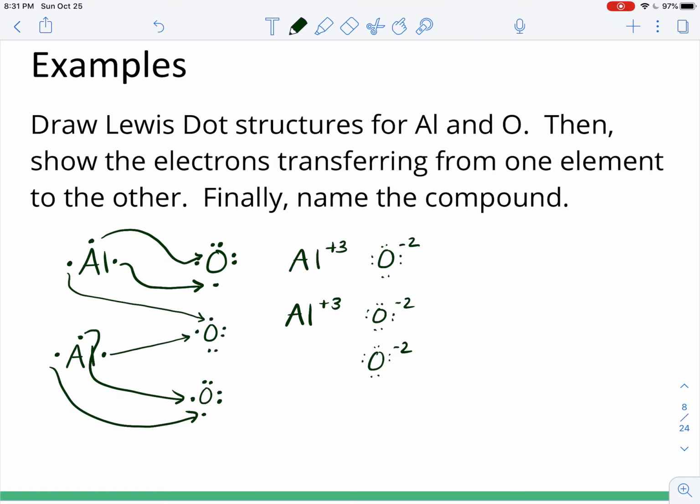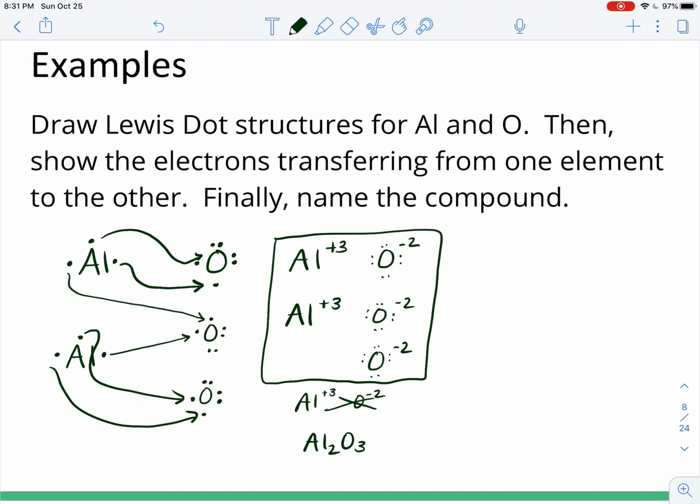All right, and then just a reminder, if you look at your ion sheet, aluminum is +3, oxygen is -2. We can crisscross our numbers and see that our formula is Al2O3, which totally works with what we just drew. We had 2 aluminums and 3 oxygen ions. All right, so then name the compound: aluminum oxide.